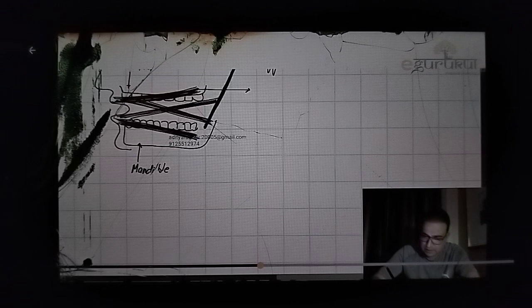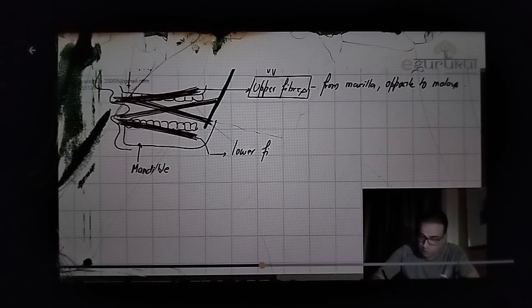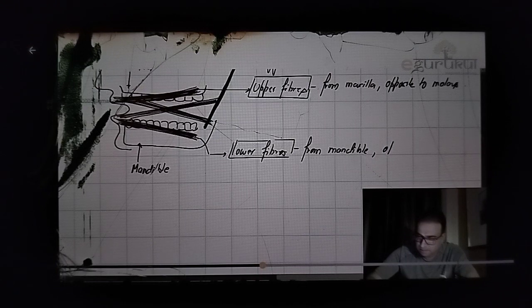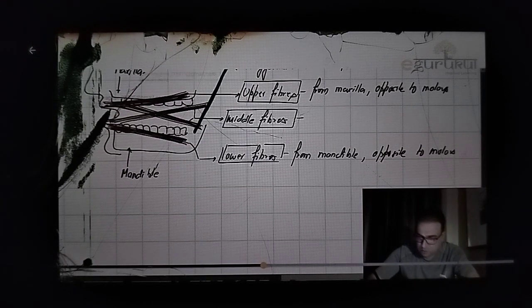Let's write in the diagram itself. Here, these are the upper fibers of buccinator. And I said upper fiber, where they are originating from maxilla, opposite to molars. These are lower fibers. Lower fibers are originating from mandible. Same story. Opposite to molars, all 3. Middle fiber, obviously. Middle fibers, they are originating from this.